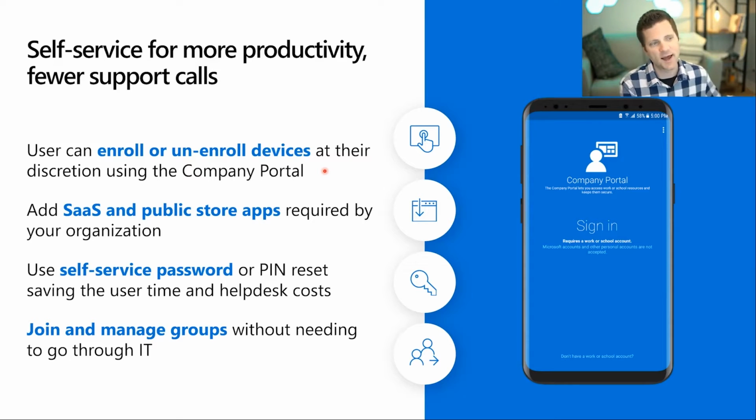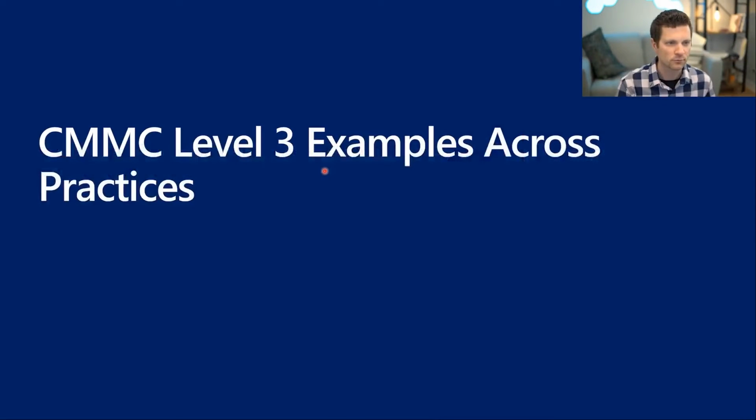They can add SaaS and public store apps required by the organization directly into company portal, which means they can download it. So if you want to make sure everybody downloads Microsoft Teams, we could actually have it automatically installed or make it available through the company portal app so that they can download it themselves, or some kind of a custom line of business app. They can use self-service password resets and PIN resets to reset their credentials. So again, they don't have to call the help desk. And then they can also join other groups and manage their group membership as well.